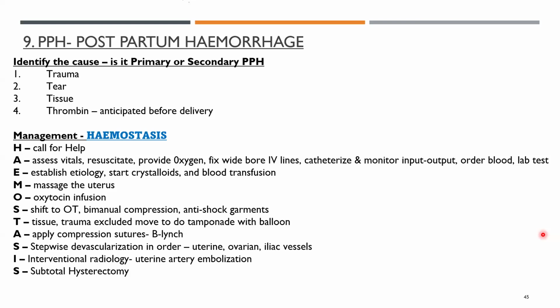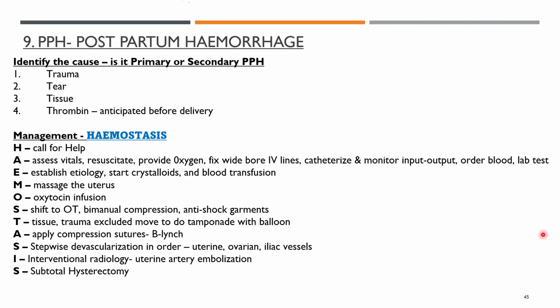M, massage the uterus, fundal massage. O, start with oxytocin infusion if it has not already been done. S, if there's still bleeding going on, shift to operation theater, start doing bimanual compression, put her on anti-shock garments to help have an outcome be a little bit better. T, identify if it's tissue or trauma, exclude whether it's tissue or trauma, and move on to the next T, which is the tamponade with a balloon.